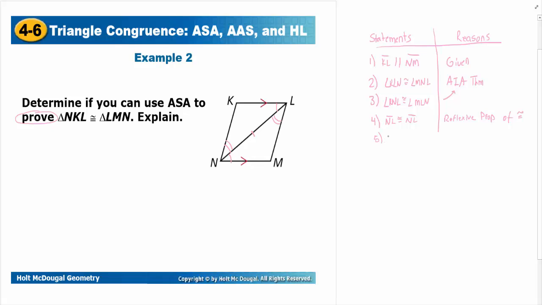So step 5, I will say that triangle NKL is congruent to triangle LMN. That's by the angle-side-angle postulate, and we're good. Reflexive property is something we already dealt with before. Maybe you want to add the alternate interior angles into your reasons if you haven't put it in there already, for another problem.